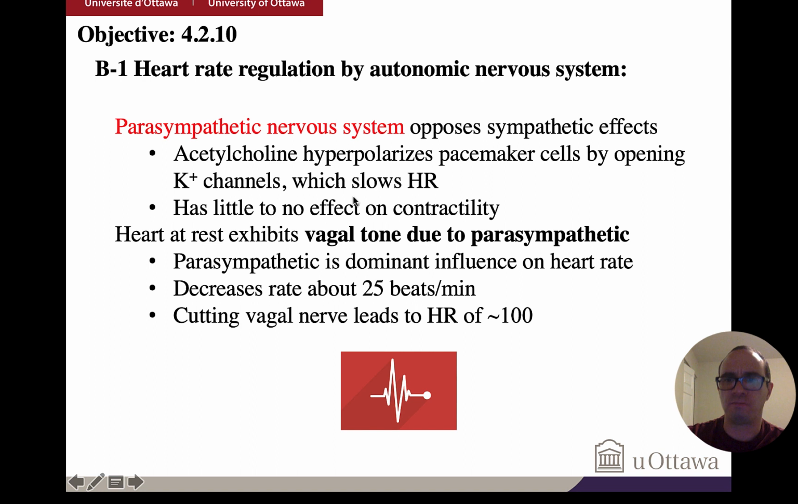One of the most important things when we talk about heart rate regulation, again, is this vagal tone. Okay, so vagal tone is this kind of inhibitory effect that's working on heart rate. Okay, and so again, normally your SA node wants to be going at about 100 beats per minute. The vagus nerve basically pushes that backwards to about 75 beats per minute. So it's a decrease of about 25 beats per minute. So if you were to cut the vagus nerve, then you're getting a heart rate of about 100.